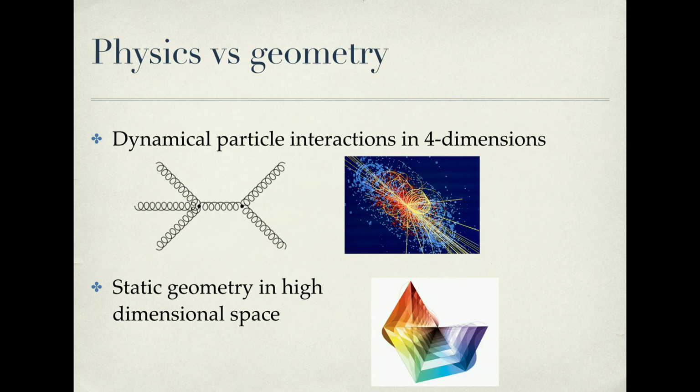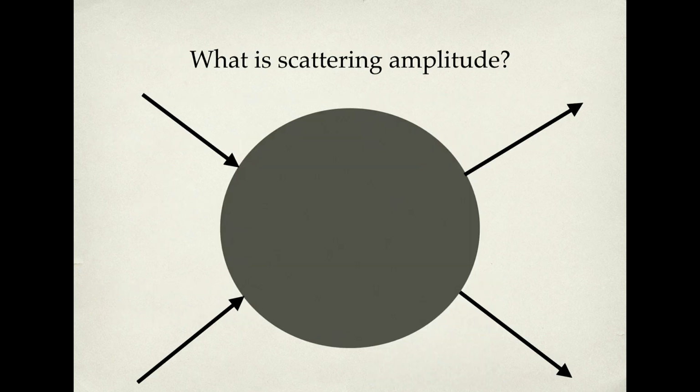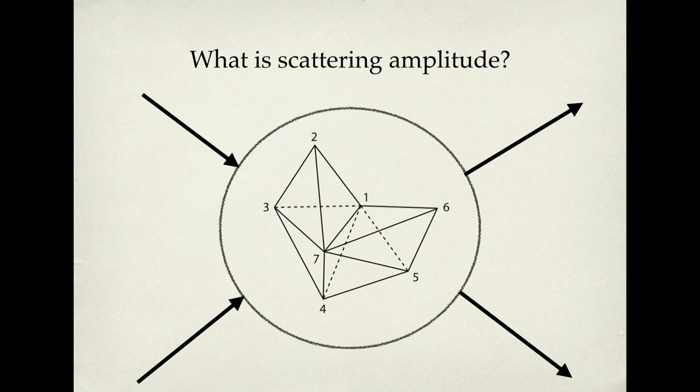And note that it's also a very different picture, because the picture of dynamics of particle interactions in 4 dimensions, where the Feynman diagrams directly give us this picture of dynamical processes, is now replaced by some static geometry in higher dimensional space. There are no particles here, no fields or exchanges or anything like that. It's just some geometry which lives in high dimension, and it gives us the same answer. So back to the question, what is the scattering amplitude? In this special case, we can also give an alternative answer, and it's some geometric object.